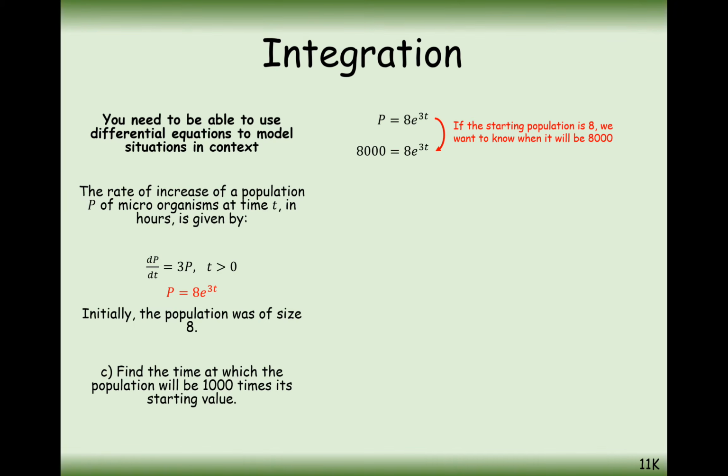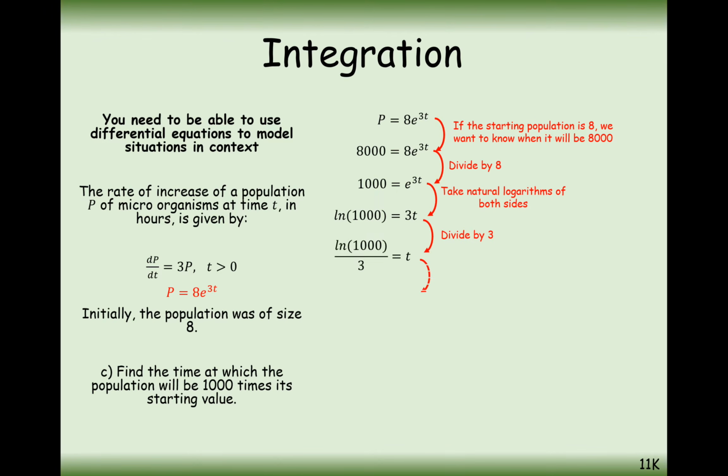So P here is going to equal 8,000, and now we've just got to rearrange this formula here. Divide through by 8, get rid of the e's by taking ln of both sides, so ln of 1,000 equals 3t. Divide through by 3, and you should get 2.30, so about 2.3 hours, a bit less than 2 hours 20 minutes. 2 hours 18 minutes exactly. What you could do there is take away the 2, so subtract 2 and then multiply by 60, and that will give you the exact amount of minutes that you need there.